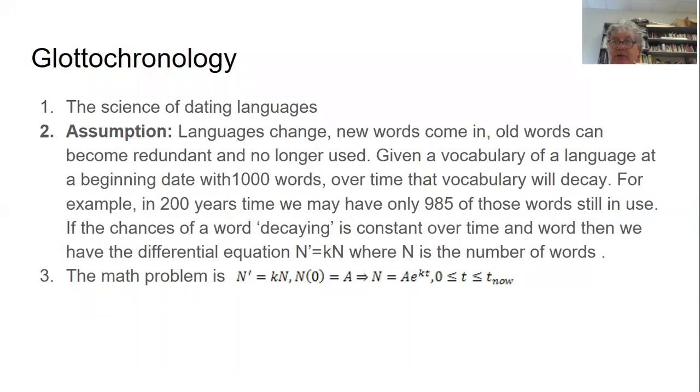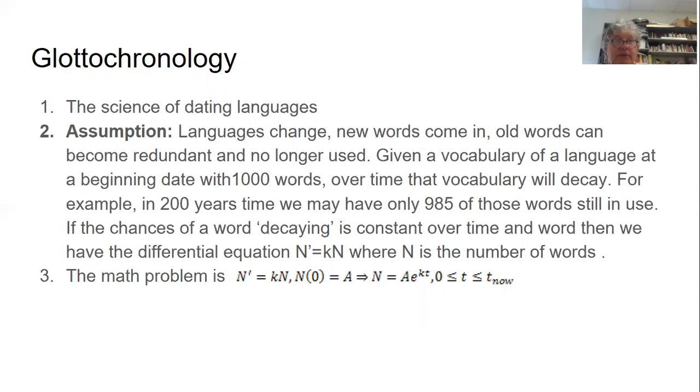So there's the idea of building a tree, but then there's also the question of how far back can we put these branches? So when did one language branch off from another? And that science is called Glottochronology. So it's a branch of linguistics. It's the science of dating languages.